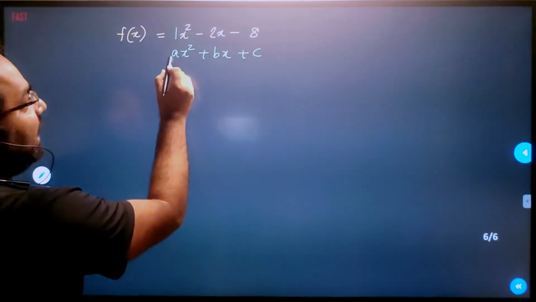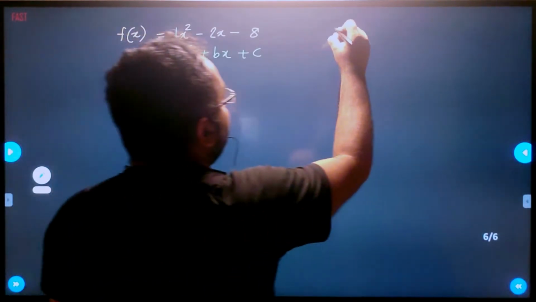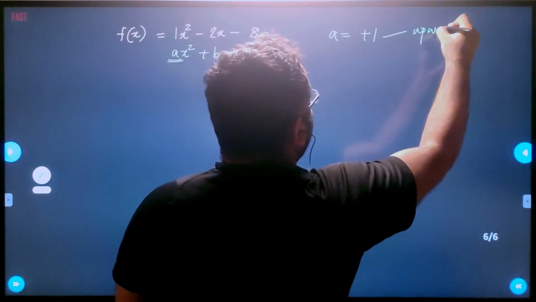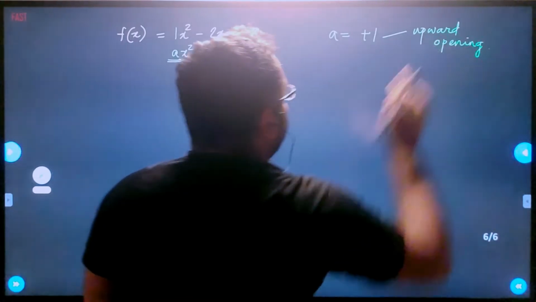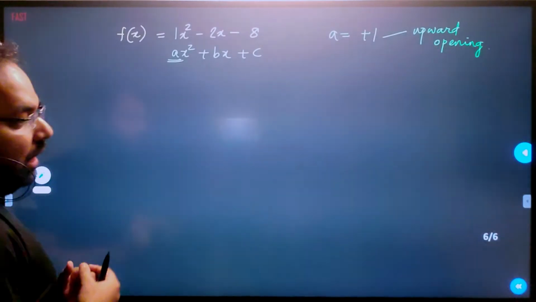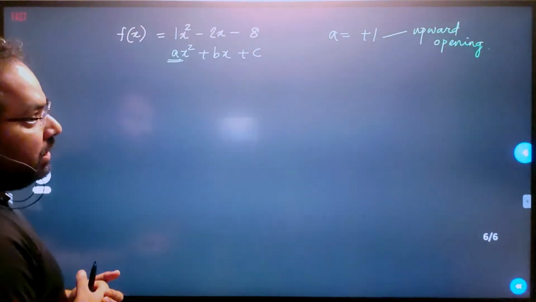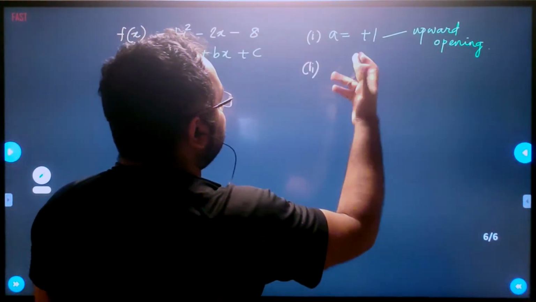The first step is, I check the sign of a. I notice that the value of a is plus 1, which means it has to be upward opening. Done. The first part is done. So my graph is going to look like this. Now I need to find out where it is crossing the x-axis and where the vertex has to be. Okay. So the first part is done. The second part is, let's find the vertex value.